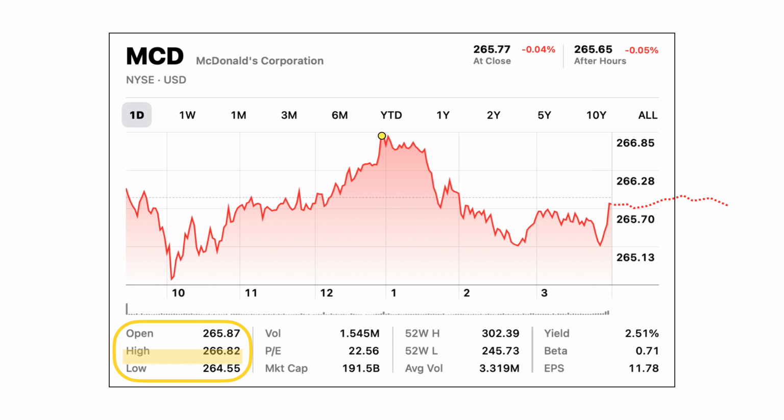And then right below that is going to be the low, which, as you can guess, that's going to be the lowest point it hit for the day. And so here the lowest point was $264.55 per share was the lowest point it hit all day.